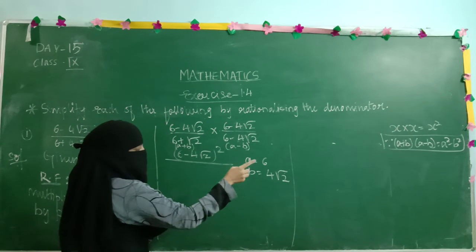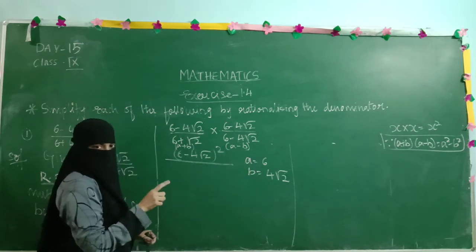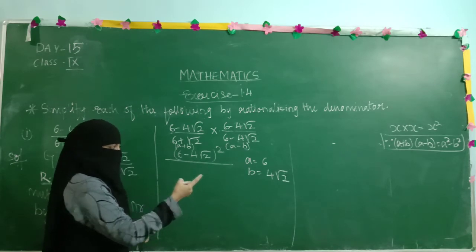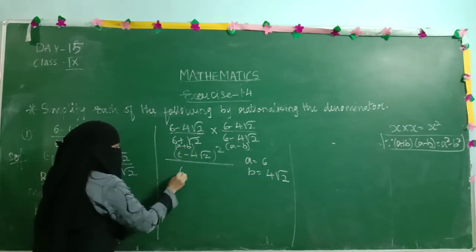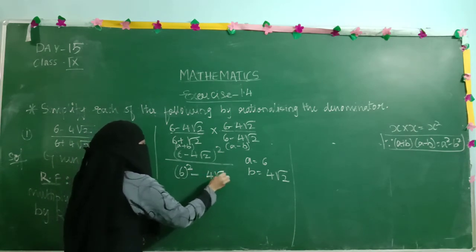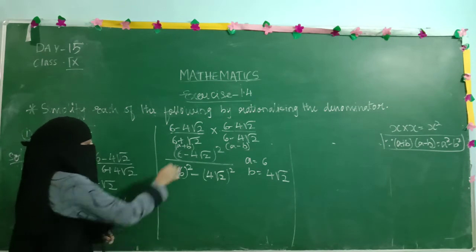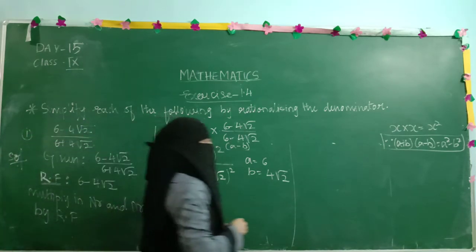So I said, by using that identity a plus b into a minus b, which is nothing but a square minus b square, you need to convert into a square minus b square. A you have, b you have. So this is 6 square minus 4 root 2 whole square. Is that clear? Again in the numerator you are finding this is a minus b whole square.